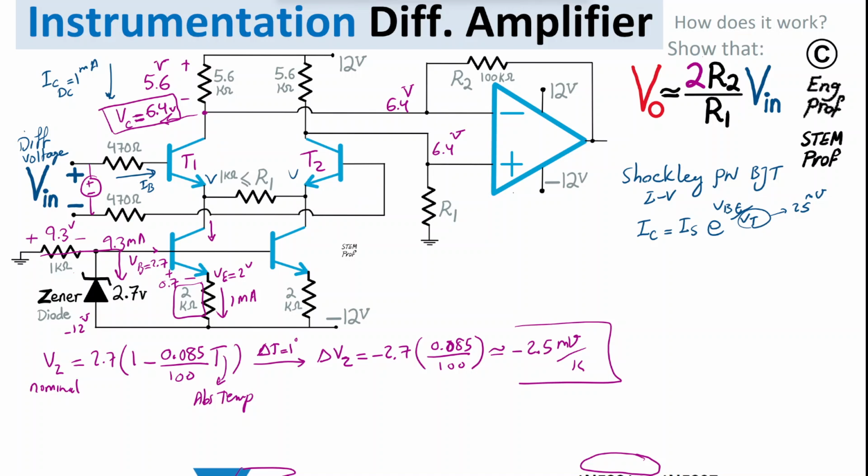Let's do a small signal analysis here. So what we have is, from the positive terminal, flowing through a 470K, we get to the base emitter of T1, and then we get to R1, and then we get back through the other 470K and to the negative terminal of the input. So that's what we are seeing here.